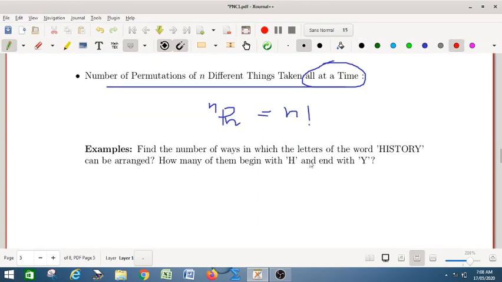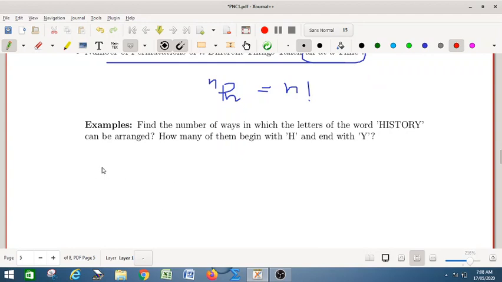Find the number of ways. Next question, I want to solve one question on permutation so that you have a clear idea about this. Find the number of ways in which the letters of the word HISTORY can be arranged. How many letters are in HISTORY? 1, 2, 3, 4, 5, 6, 7. So there are 7 letters, and you are taking all. So your answer in the first case is 7P7, that is factorial 7 by factorial 7 minus 7, that is factorial 0. And factorial 0 is 1.